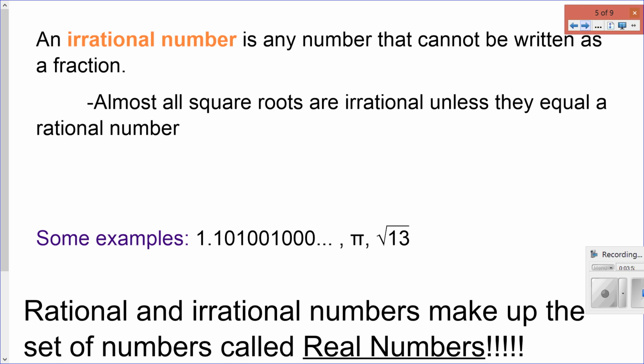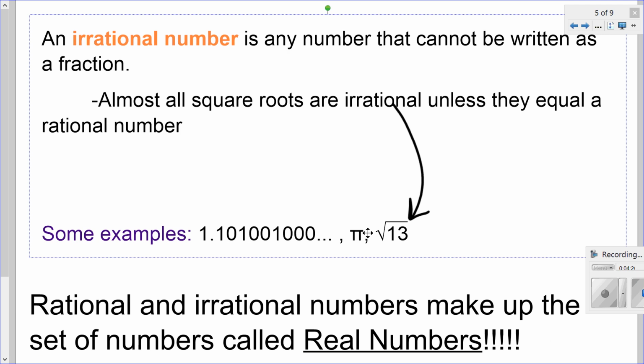Irrational numbers, any number that cannot be written as a fraction. Well, almost all square roots are irrational unless they equal a rational number. For example, the square root of 13. If we put that into our calculator, it comes out to a very long decimal with no pattern. This is irrational because it doesn't come out to a rational number. It equals a long decimal that does not have a pattern. Pi is irrational. You cannot write pi as a fraction. Basically, rational and irrationals are completely different. They make up a set of numbers called real numbers.